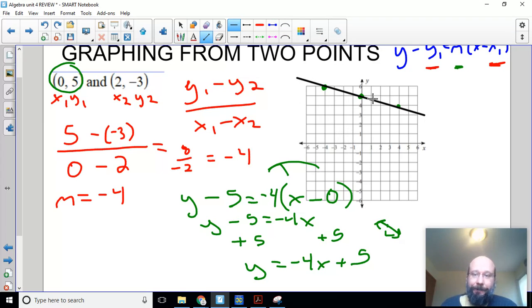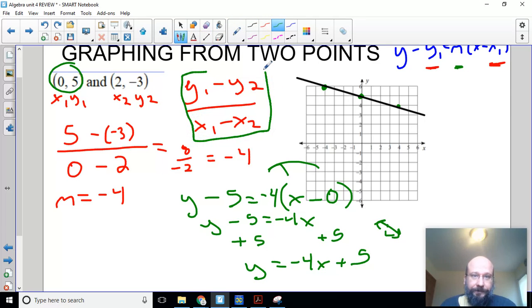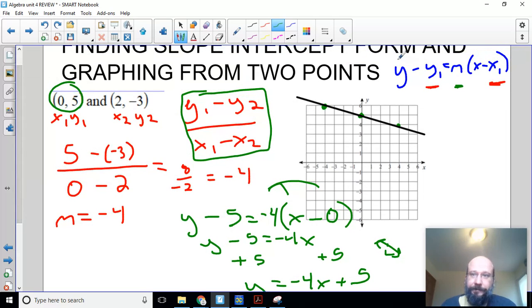So when you have this type of problem, you're basically doing two separate formulas. You're doing the slope formula, and then you're going to do the point slope formula. Two formulas. So I'll do one more.